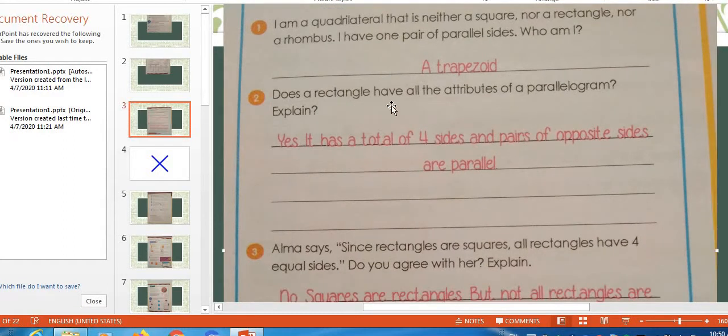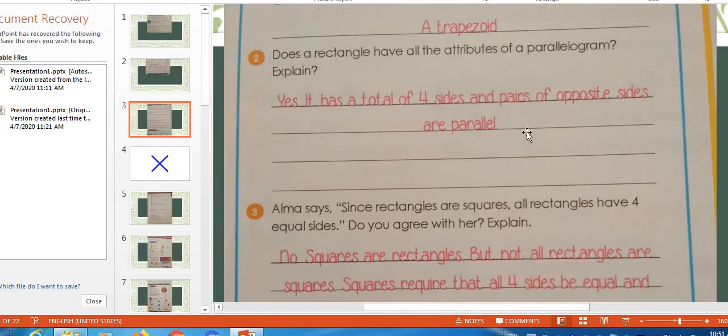Does a rectangle have all attributes of a parallelogram? Explain. Of course, yes. It has a total of 4 sides, and pairs of opposite sides are parallel.